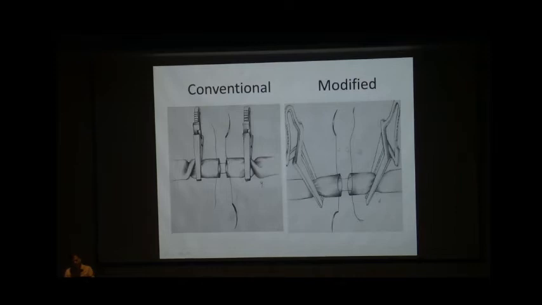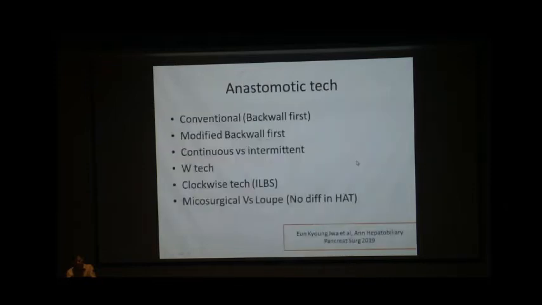This is the normal. And this is the modified back wall technique, in which instead of 12 o'clock and 6 o'clock, the sutures are taken at 3 o'clock and 9 o'clock positions, so that the artery doesn't have to be twisted almost 180 degrees. This can be performed with just a 90 degree twist.